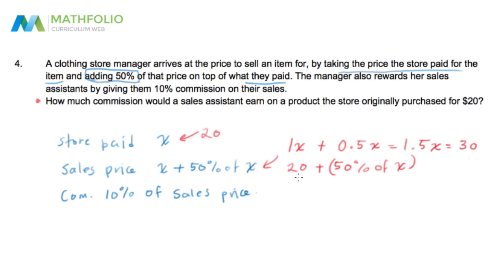But let's just look logically what happens. $20 is the original price, and then he adds on 50% of the 20. So 50% of 20 is half of 20, which is 10. So this is really 20 plus 10. So just logically thinking about it, we get the same answer, 30. Now her commission is 10% of the sales price. So we're looking for 10% of 30.